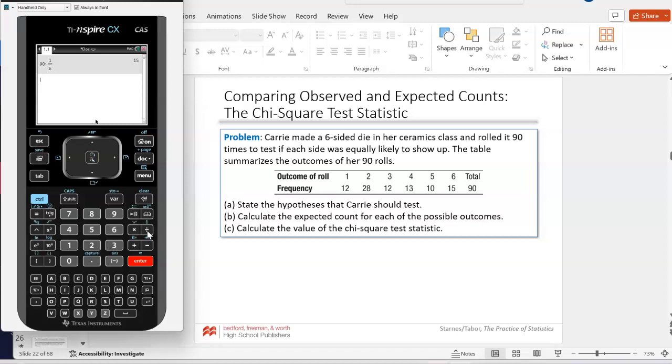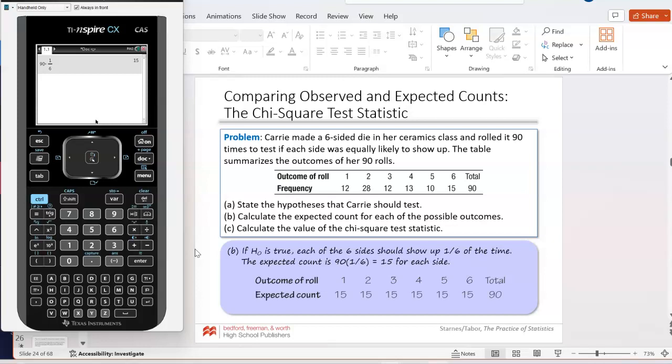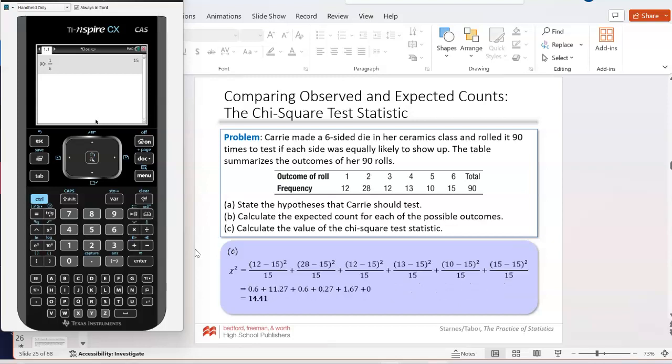We didn't get 15 every time. We got 15 sixes. We got a ton of twos, right? And some we got less than we expected. So you're going to fill out the chi-squared statistic for each one of those. The observed were all different. The expected is always 15. So you take 12 minus 15 squared over 15, 28 minus 15 squared over 15, and calculate that, and you get 14.41. Wow, that's a lot of work.